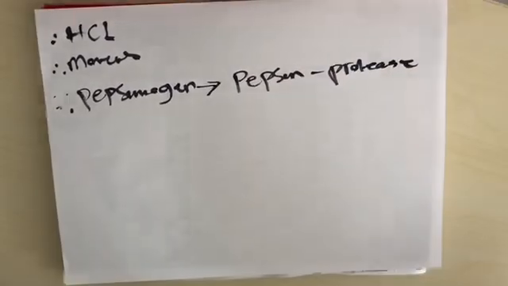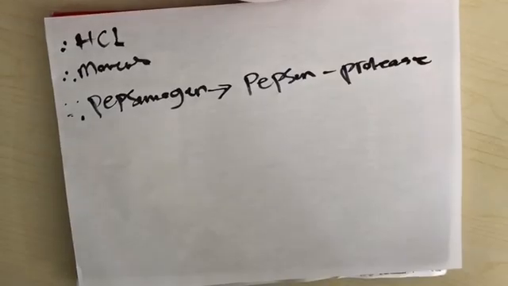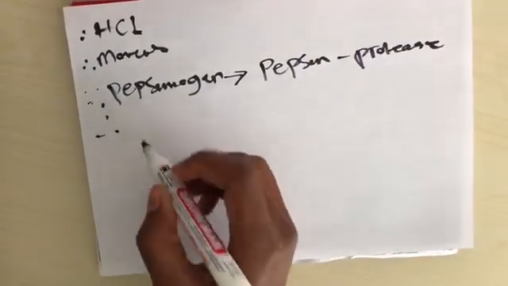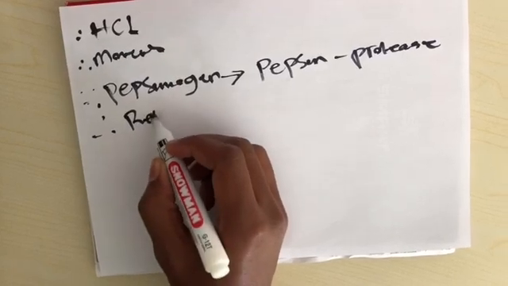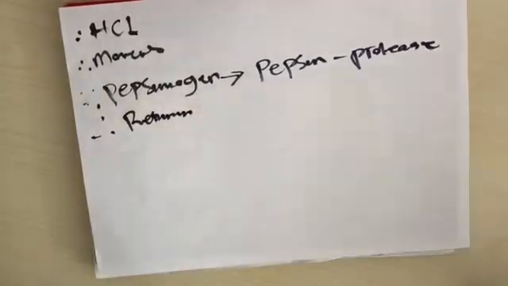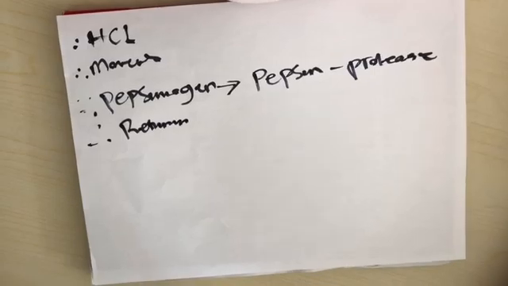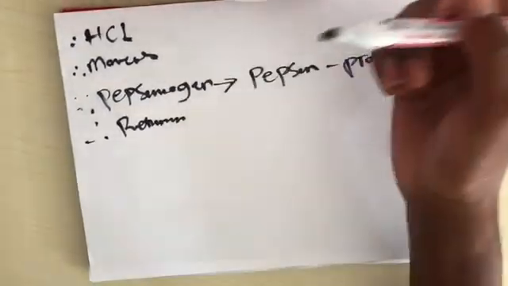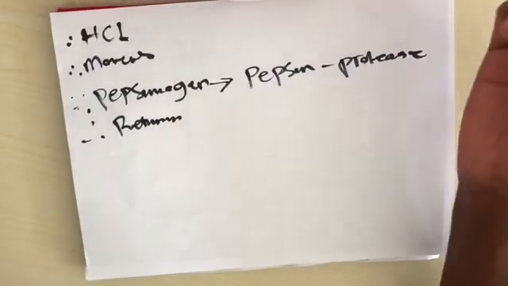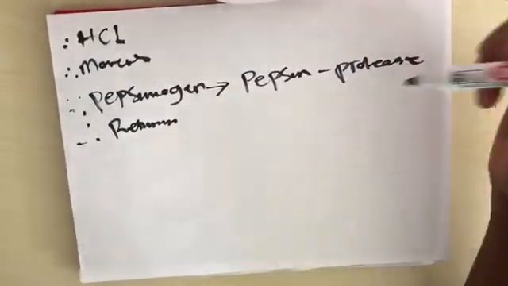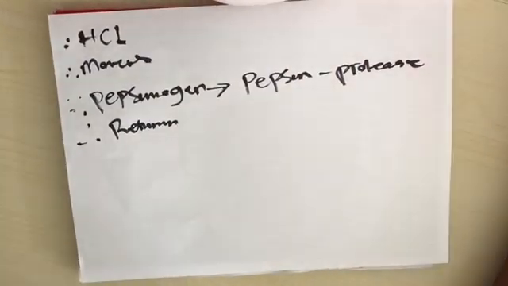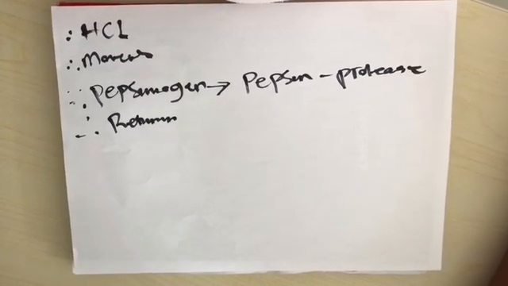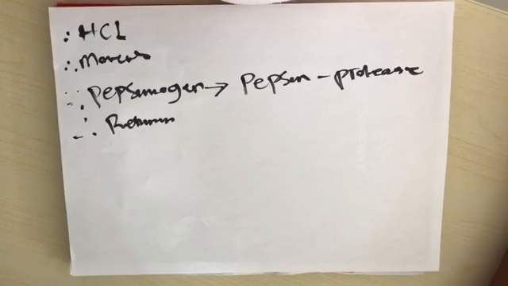Then there is also renin in the stomach. Renin is another enzyme. The other function of hydrochloric acid, besides activating pepsinogen into pepsin, is that it also kills bacteria from the bolus, from the food you've ingested and masticated.